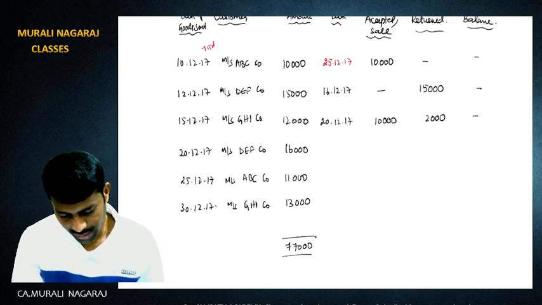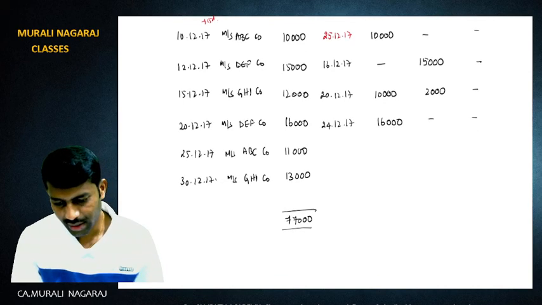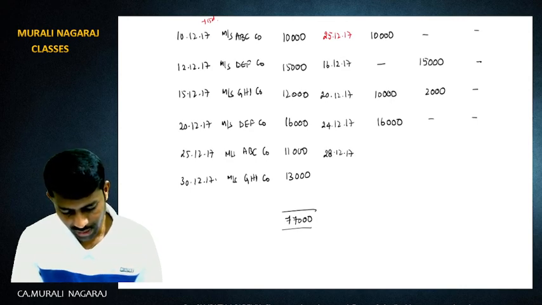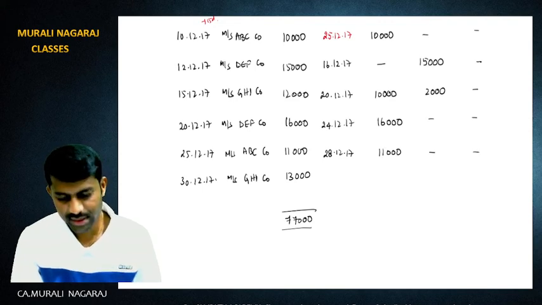16,000. So date is 24th. 24, 12, 17. That 16,000 he has accepted as a sale. Next is 11,000. Date is 28, 12, 17. That day it is 11,000 whatever is said, that is also accepted as a sale.